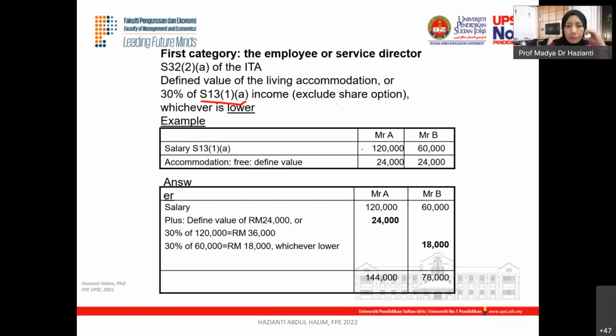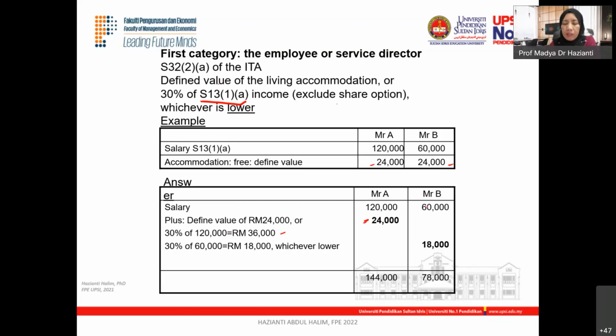Contoh dekat sini salary dia 120,000 under section 13(1)(a). So the defined value is 24,000, or 30% from 120,000 salary. Ini maksudnya tadi lah kita kata 30% from the salary. So 36,000. Kita nak pilih yang mana lower untuk dia bayar. So kita pilih, in this case kita pilih 24 lah, sebab defined value lagi rendah dari 30% dia.